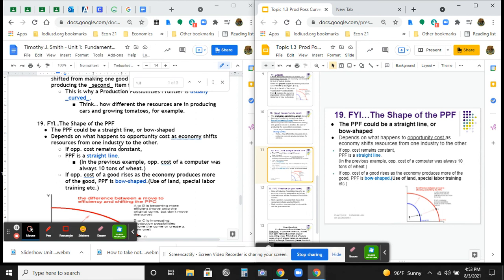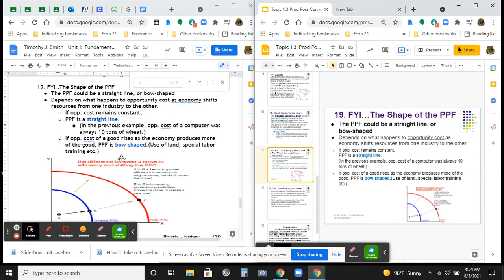All right, the PPF could be a straight line or it could be bow shaped. Depends on what's happening when you're shifting from one industry to the other. If the opportunity cost is constant, it tends to be a straight line because there's no shift from one item to the other. In the previous example, the opportunity cost was always 10 tons of wheat. So it was an equal ratio. You could conceivably get that, but in the real world, not. But if the opportunity cost of a good rises as the economy produces more, the PPF is bow shaped.